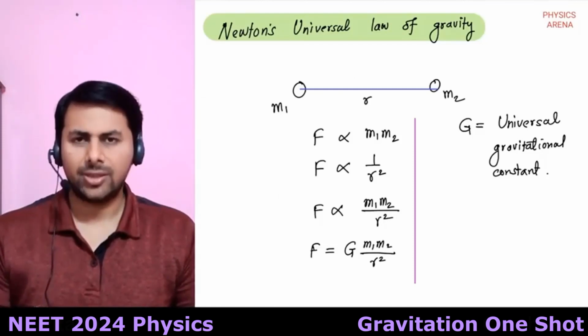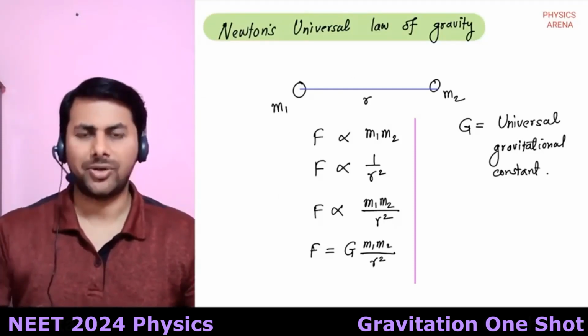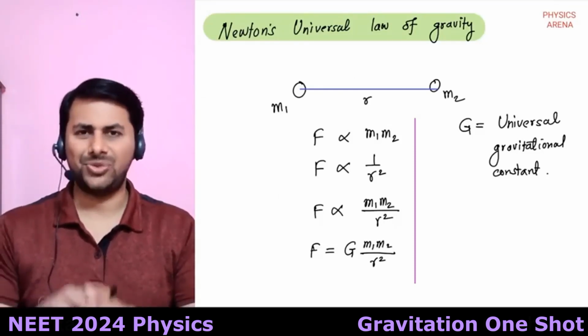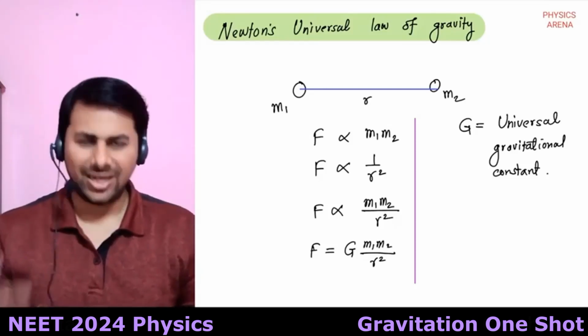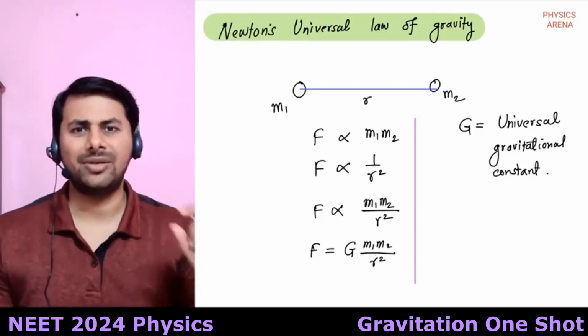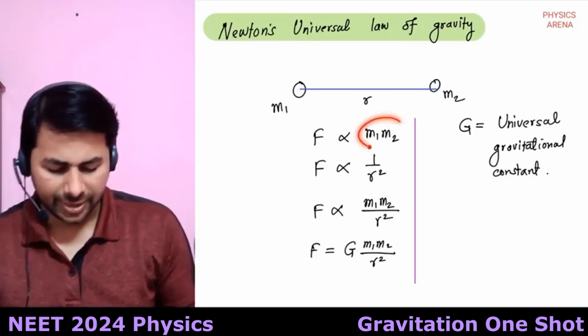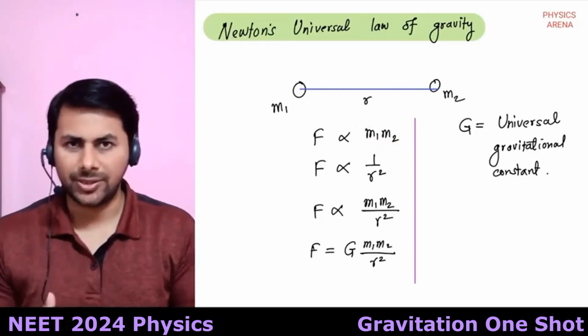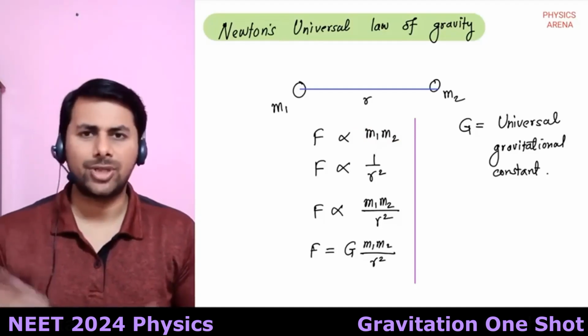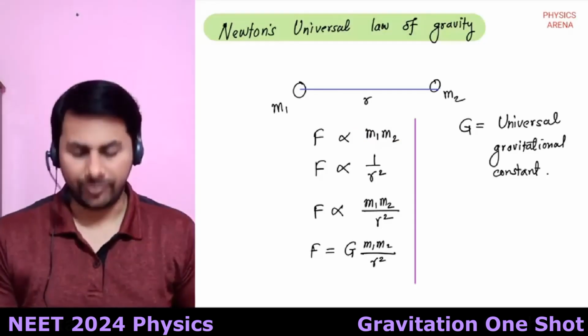So now let's come to Newton's law of gravity. So what is Newton's law of gravity? Newton's universal law of gravity: every body in the universe attracts every other body of the universe with a force which is directly proportional to the masses of the two bodies and inversely proportional to the square of the distance between them.